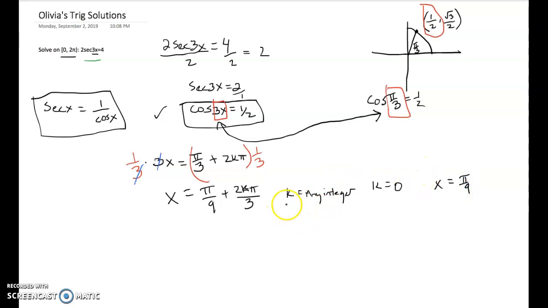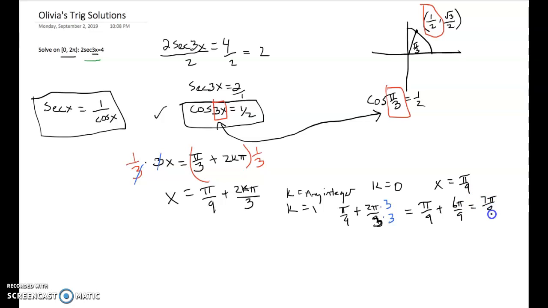What if k was 1? Then it would read pi over 9 plus 2 pi over 3, pardon me. So now what we need to do is find the common denominator of 9. I'm going to have to multiply top and bottom by 3 to get that. And we're going to come up with another solution here. Notice that 2 pi over 3 is 6 pi over 9, and I get 7 pi over 9.